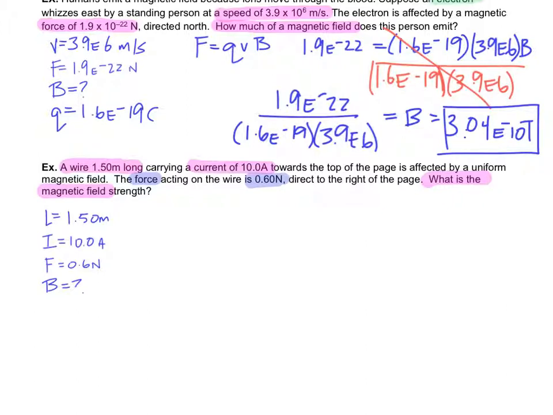Okay, so now I'm solving for B, and I've got F, I, and L. The only equation that has I and L in it is my second equation up above, and it's F equals B times I times L, F bill. Okay, so let's plug in what we know. We know force is 0.6 newtons. B is unknown. Current is 10 amps. And the length of the wire is 1.50 meters.